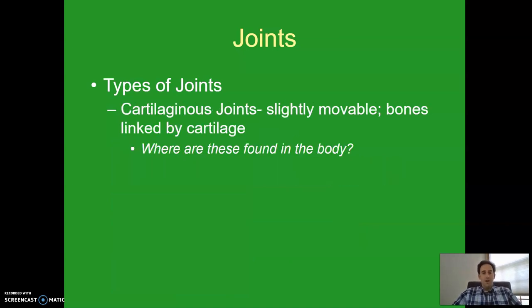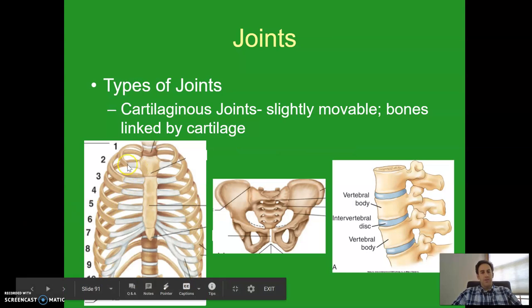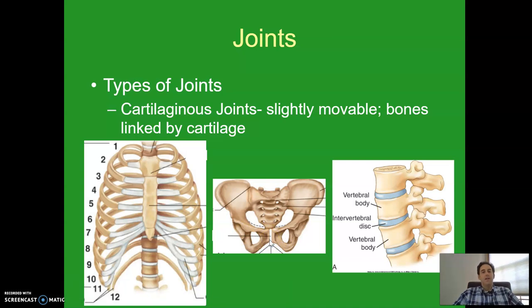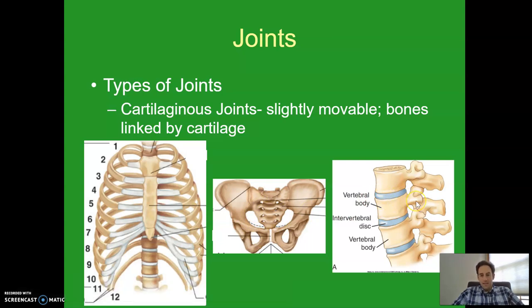The next type of joint is cartilaginous joints. These are slightly movable, and the bones are linked by cartilage. There are a number of places where you find these in the body. Your rib cage has cartilaginous joints where the rib meets the sternum, which allows your chest to expand as you breathe. We talked about how during childbirth the pelvis flexes out ever so slightly to expand the opening for the baby. In between your vertebrae, you've got cartilaginous discs, which allow you to bend your back and do the worm and other amazing breakdancing moves.